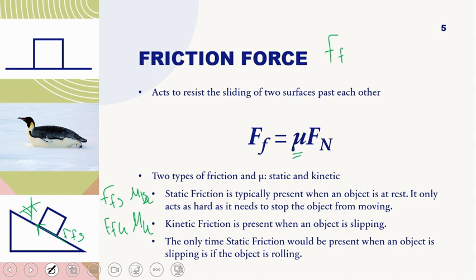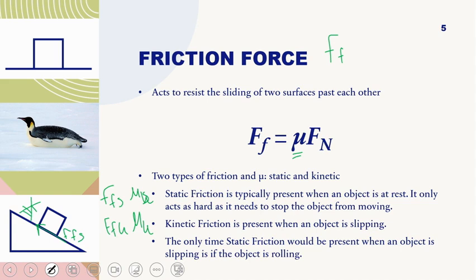Now, if the object were to start moving, then kinetic friction would be acting on it. Kinetic friction is present when slipping, the movement of two surfaces past each other, occurs. The only time that there would be static friction when an object is moving is if that object is rolling without sliding, but this is something we'll talk about in a later unit. For now, just know that if there's friction when an object is moving, it's kinetic friction, and if there's friction when an object is at rest, it's static friction.